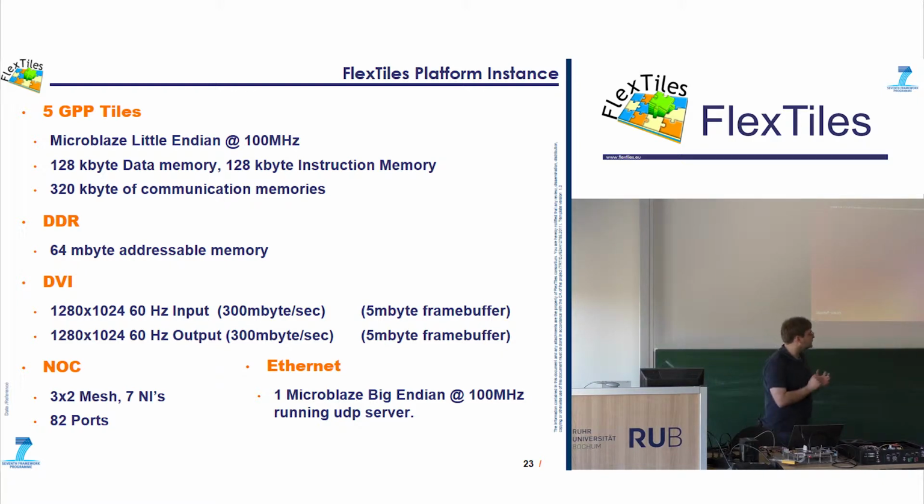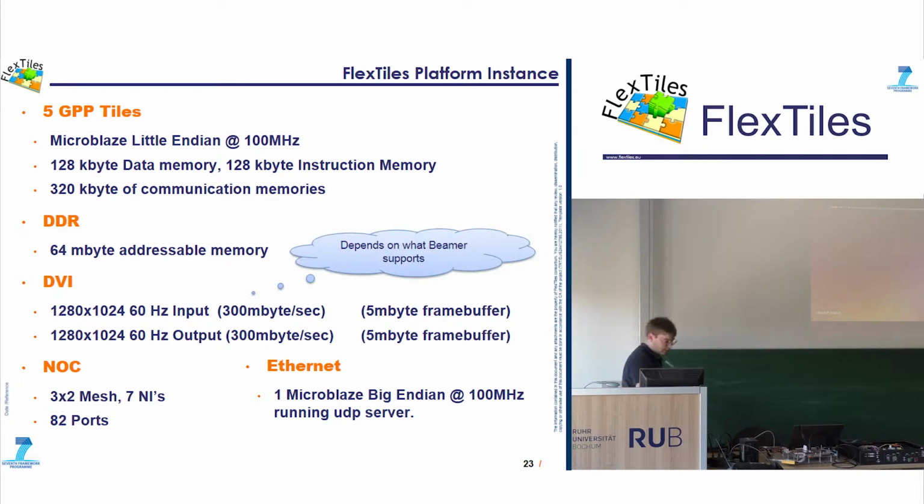Furthermore, everything is connected with a 3x2 mesh that has 7 network interfaces, and this all has an impressive number of 82 ports. And to be easy to interface, to debug, to get screenshots out of the platform and data into the platform, we have an Ethernet connection, and that has its own MicroBlaze running a UDP server.